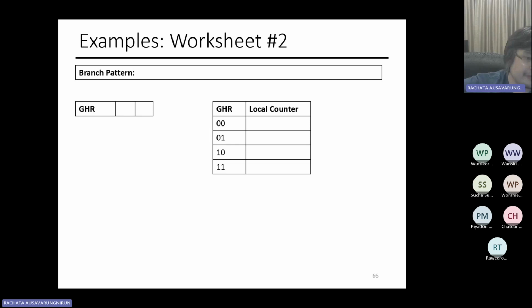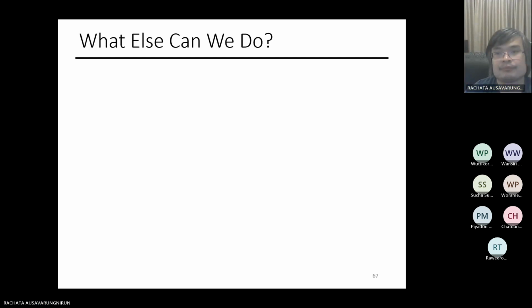The second worksheet is for you guys to practice this again, using a different loop and if-else from the example I showed you earlier.